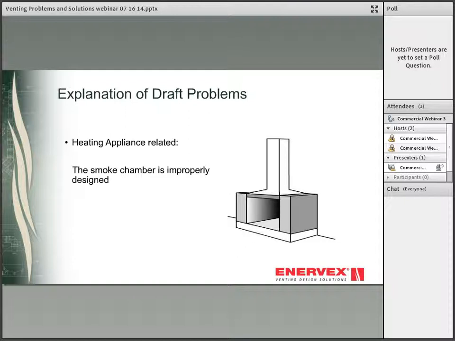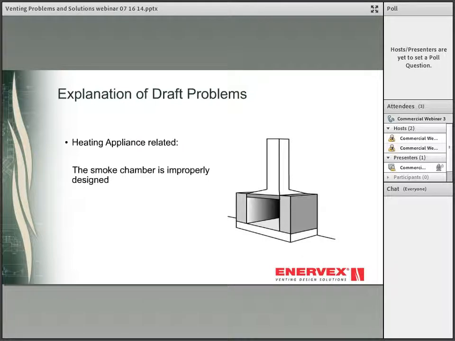Another heating appliance related problem is that the smoke chamber is improperly designed. The smoke chamber guides the smoke towards the chimney flue. If there is no smoke chamber, or if it is too low, the smoke stays in the throat of the firebox and becomes turbulent, after which it will start spilling. The smoke chamber should be centered with the sides angled no less than 45 degrees. It could also be that the inside construction is irregular with protrusions.